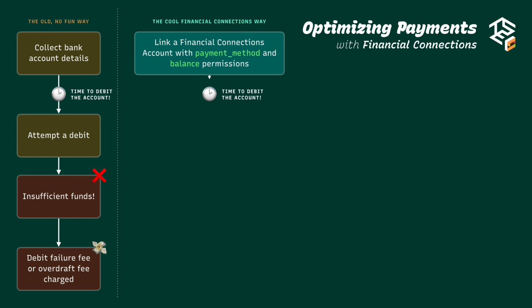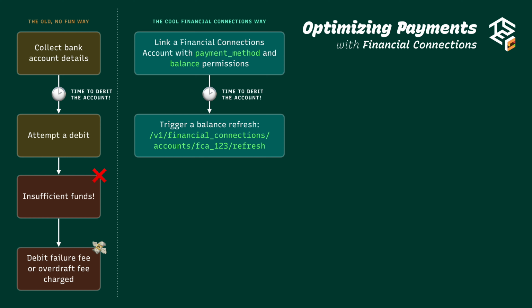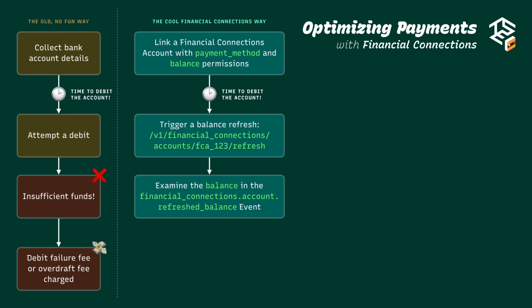When it's time to debit the account, a balance refresh can be triggered, which requests the current balance information from the bank. This process takes a few seconds, and then balance information will be available in a Financial Connections Account Refreshed Balance event and on the Financial Connections account itself when you fetch it from Stripe. You can then examine the balance and determine what to do next. If the available balance is sufficient to cover the payment, the account can be debited successfully. If the balance is not sufficient, a failed payment attempt can be avoided.